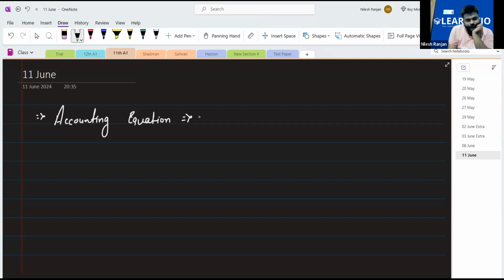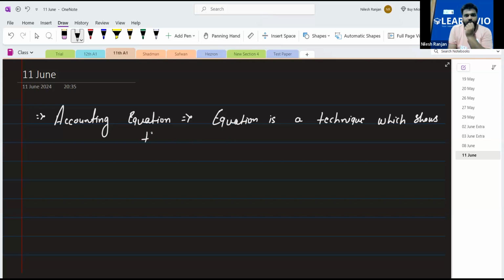Assets equals capital plus liabilities. So the equation is a technique which shows that both sides will be equal.